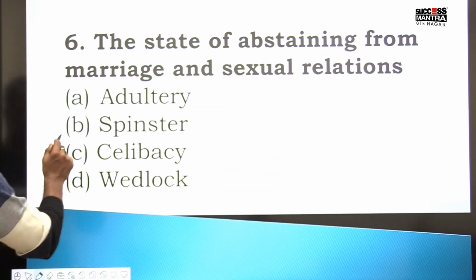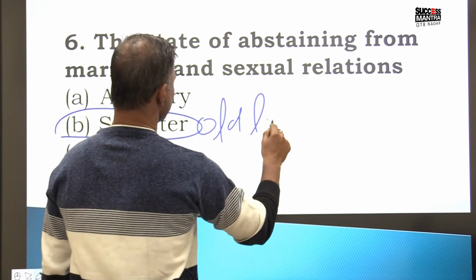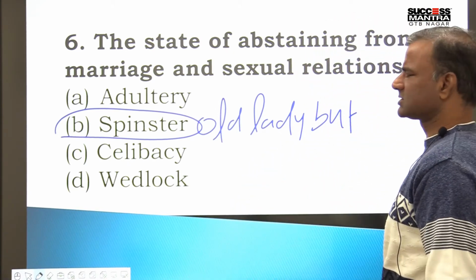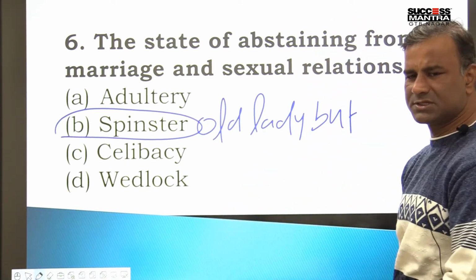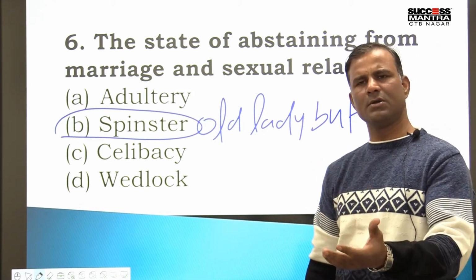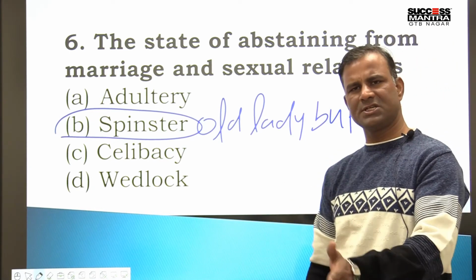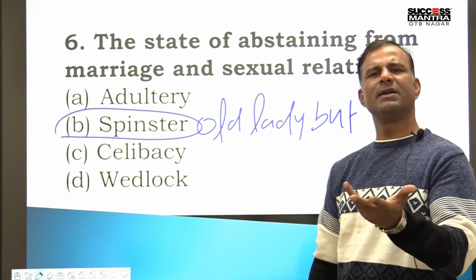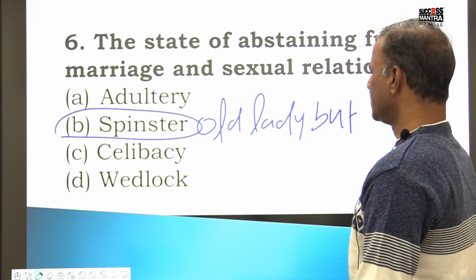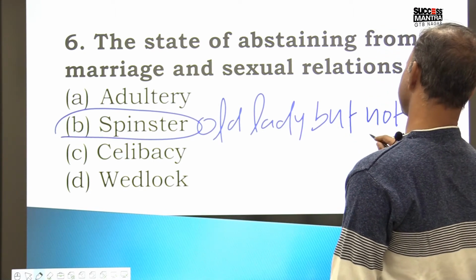Chaliye, spinster is the one who is an old lady but not married. Old lady but not married means the age of marriage has crossed. Mayawati is a spinster, and you can call Lata Mangeshkar a spinster. You can call Mamata Banerjee a spinster. So the lady who has crossed the age of marriage and probably decided not to get married, or I don't know the exact reason behind it, but the old lady who is not married. Old lady but not married.